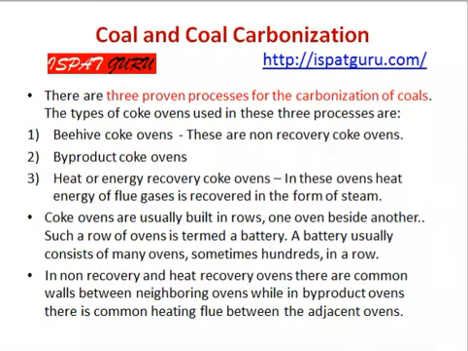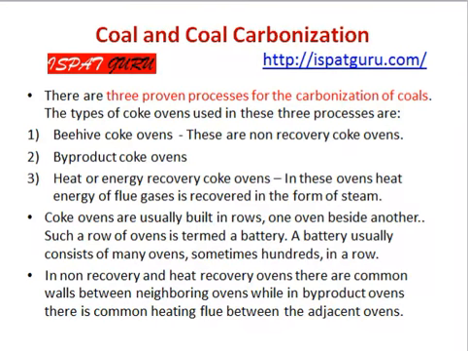There are three proven processes for carbonization of coals. The types of coke ovens used in these three processes are beehive coke ovens, non-recovery coke ovens, byproduct coke ovens, and heat or energy recovery coke ovens. In these ovens, heat energy of flue gases is recovered in the form of steam. Coke ovens are usually built in rows, one oven beside another.